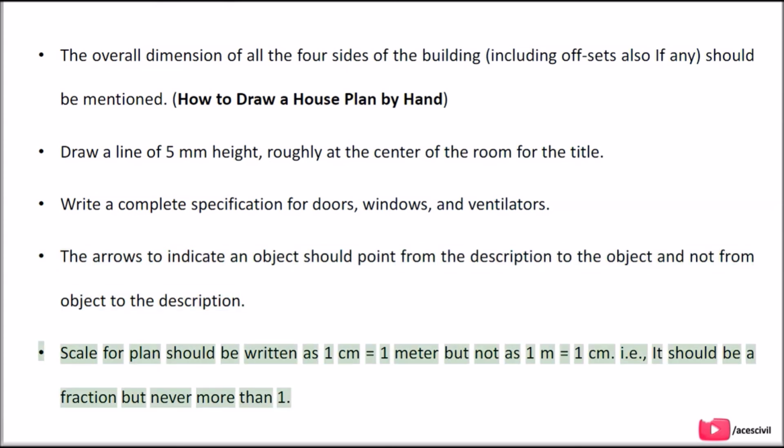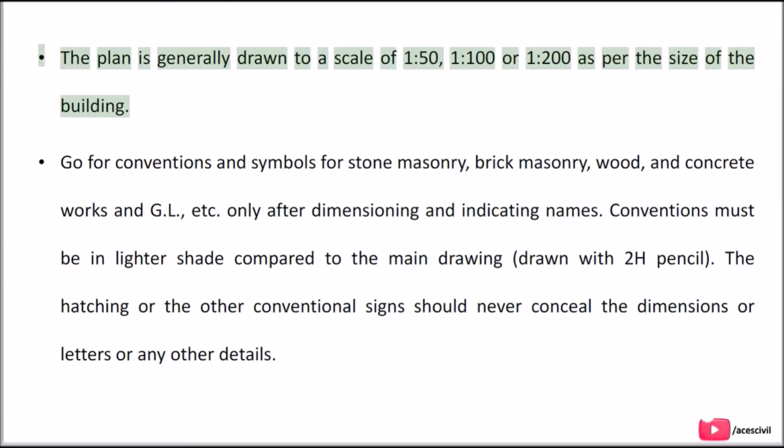Scale for plan should be written as 1 cm equals 1 meter but not as 1 m equals 1 cm, i.e., it should be a fraction but never more than 1. The plan is generally drawn to a scale of 1:50, 1:100 or 1:200 as per the size of the building.